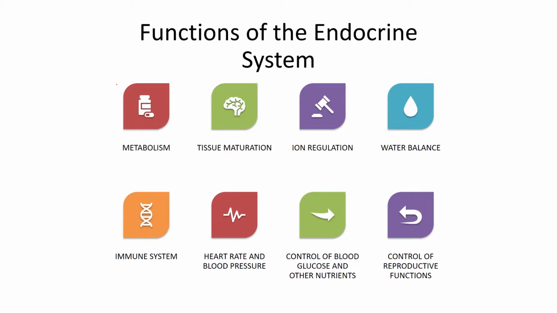So, brief summary of what the endocrine system can do. It affects our body and maintains homeostasis, which means pretty much everything your body needs to do, the endocrine system can affect. All right, so your metabolic rate, your immune system, your growth, water balance, everything that your body needs to do to maintain homeostasis is affected by the endocrine system.